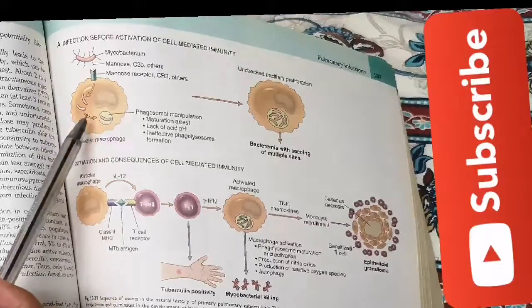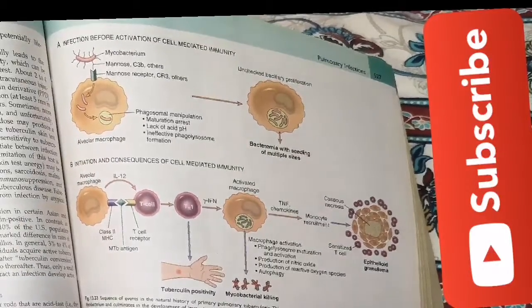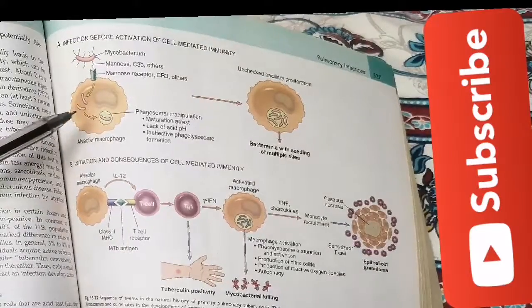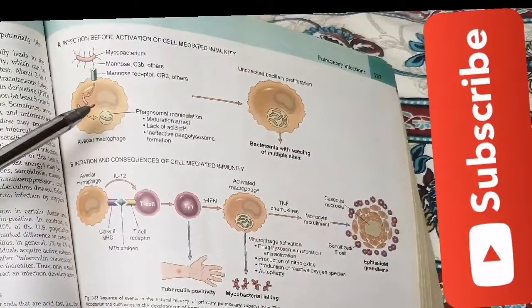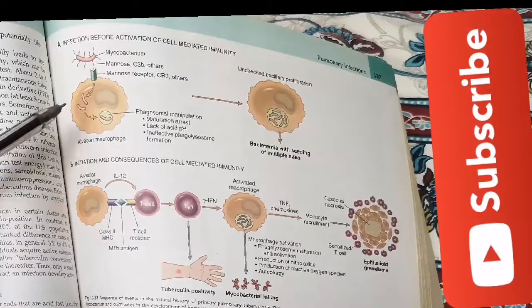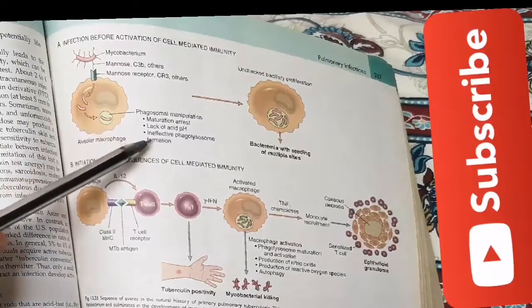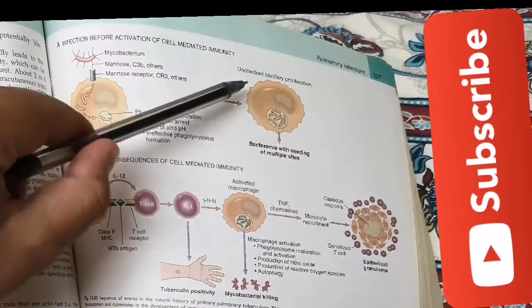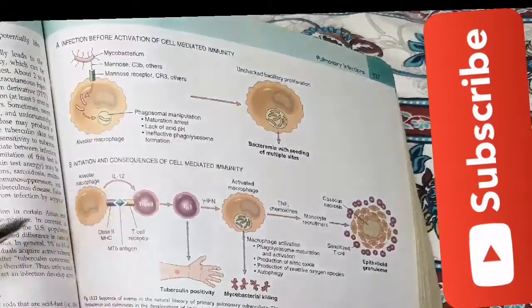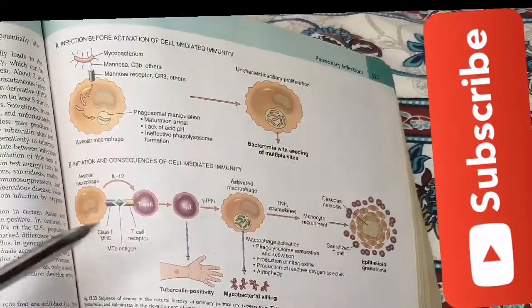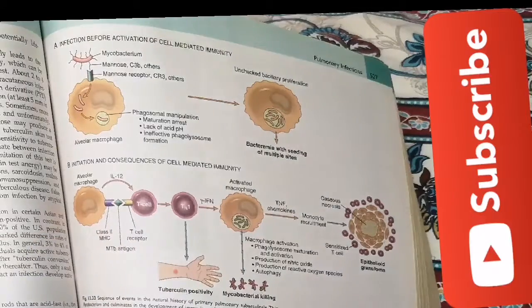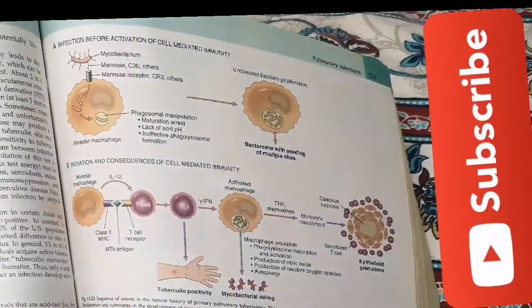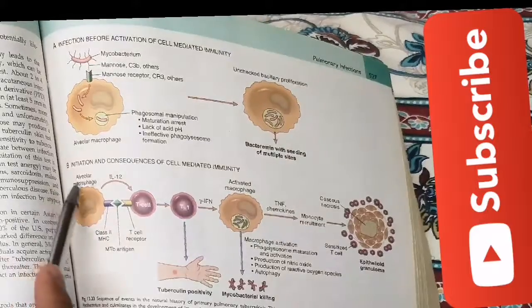macrophages, the fusion of phagosome with the lysosome does not occur in first 3 weeks, and due to which ineffective phagolysosome is formed and bacilli proliferate. Unchecked bacillary proliferation occurs and bacteremia with seeding of multiple sites occurs. Replication in macrophages occurs. Then there is B.